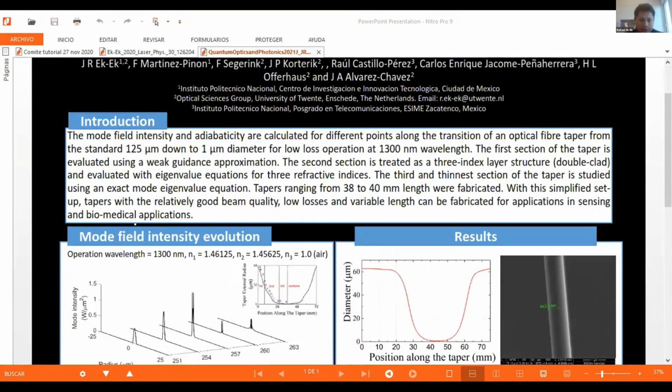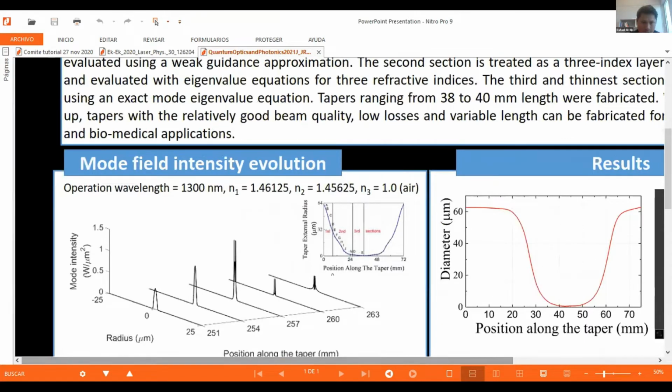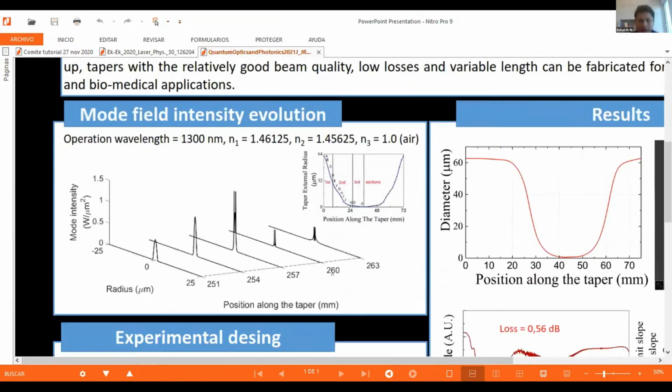I'm going to show you the mode field intensity evolution that we made. We start with a single mode fiber from Corning glass, and we design the shape of the fiber, and we divide it in several points just to evaluate and find the fundamental mode with this diameter, as we see in this graph.